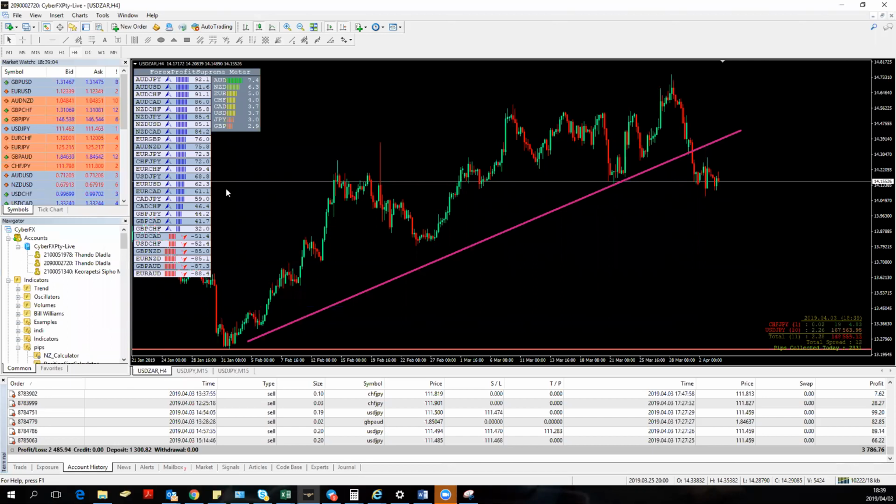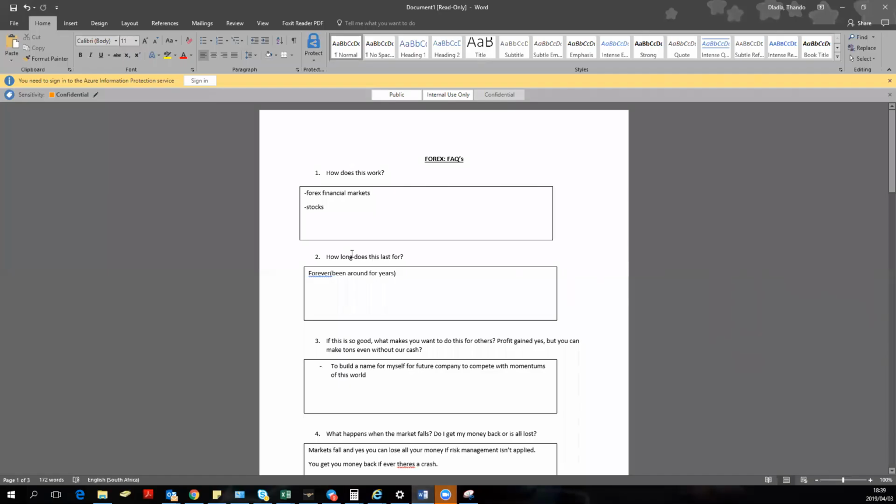Okay, and yeah, we use techniques. So it took me 4 years to get to this level. It's not an easy thing, but it's possible. So the next question, how long does it last?